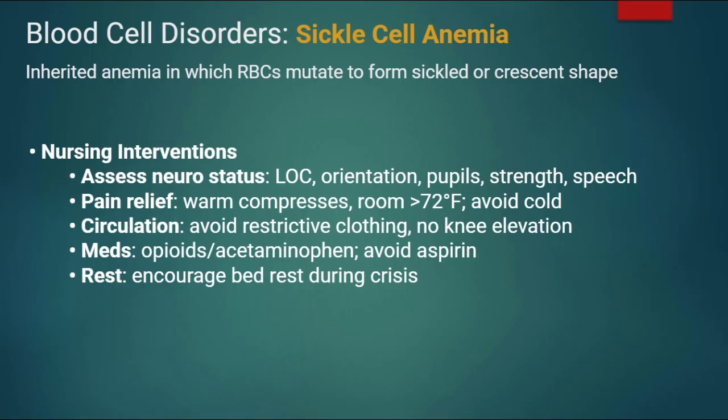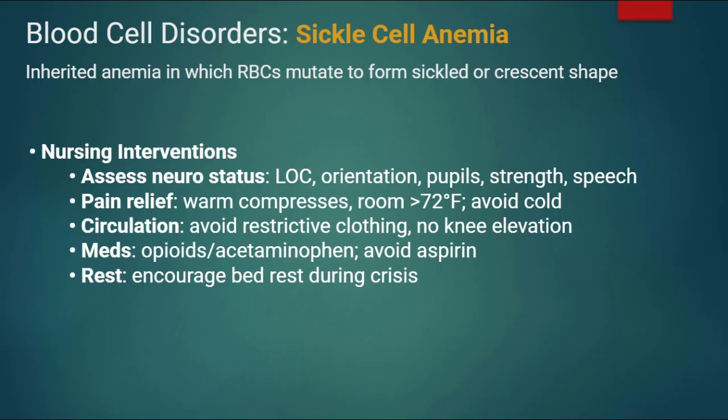When caring for a patient with sickle cell anemia, nursing interventions are aimed at managing pain, preventing complications, and monitoring for signs of crisis. We start with data collection or assessment. A key area to monitor is the neurological status, since patients are at high risk for stroke. We assess level of consciousness, orientation, muscle strength on both sides, pupil size, and speech patterns. Any changes may indicate a neurologic emergency.